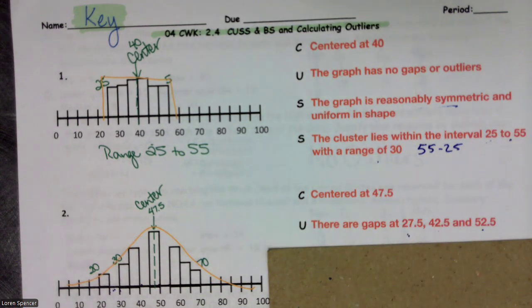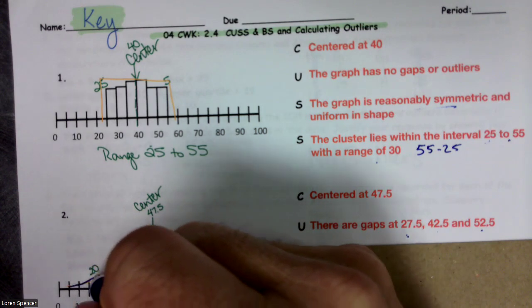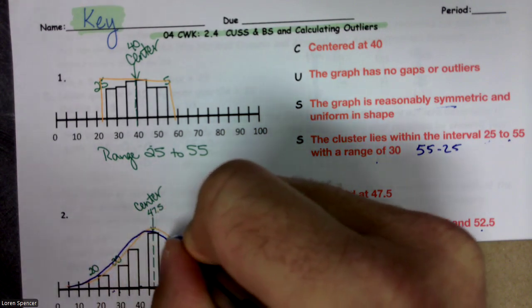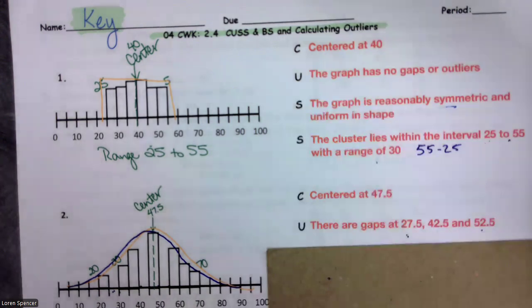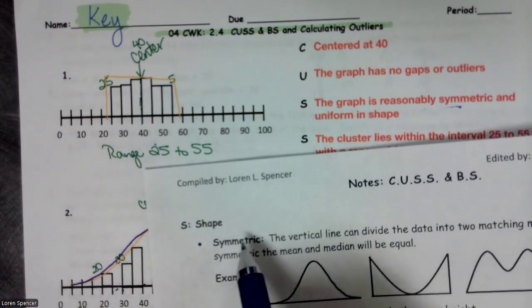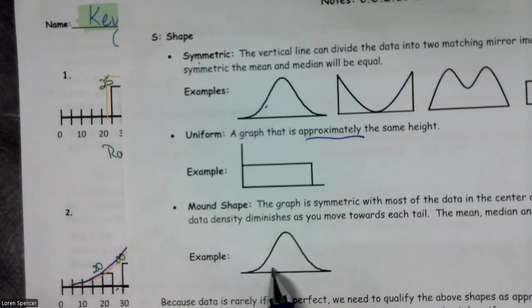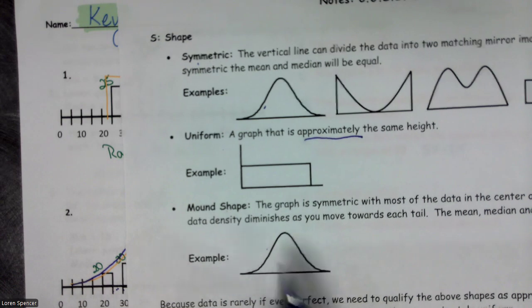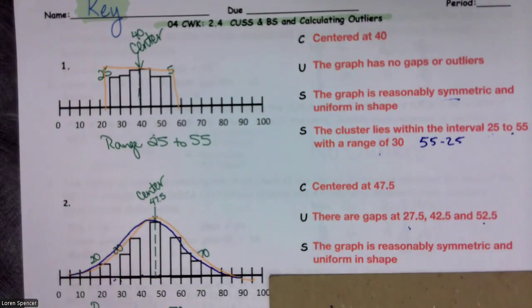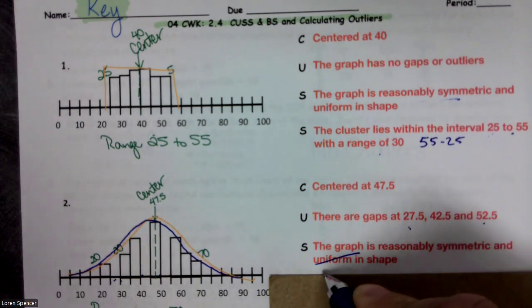When I look at the shape, I always try to fit a shape to it. If I fit a curve to this, what is that? Well, it definitely falls in the symmetric category because I see that, and I also see mound shape. So reasonably symmetric and mound shape is the way I would describe that. All right, so reasonably symmetric and mound shape.